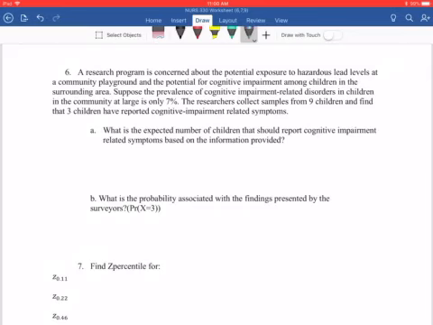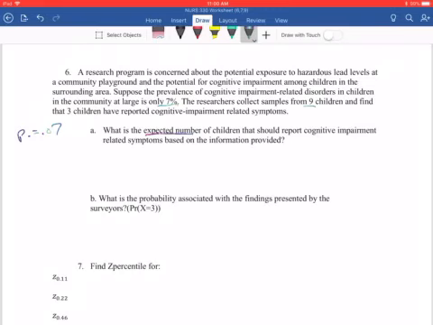So I'm going to do number 6 and number 7, and then I will stop the video and post the next one going over that. So number 6, after reading the problem, we know that the prevalence of cognitive impairment related disorders in children in the community at large is 7%. So that's our probability, 0.07. The researchers collect samples from 9 children and find that 3 children reported cognitive impairments. The first part is, what is the expected number of children that should report cognitive impairment related symptoms?